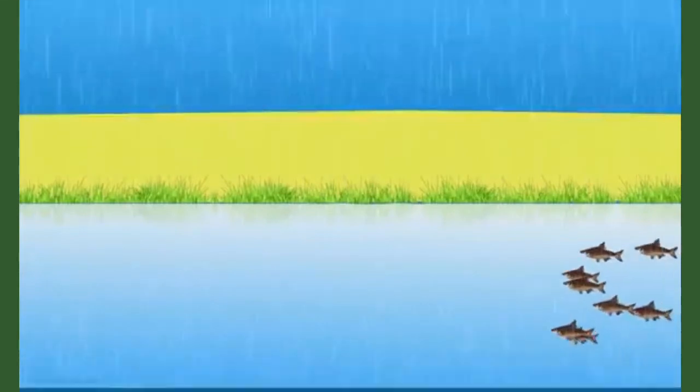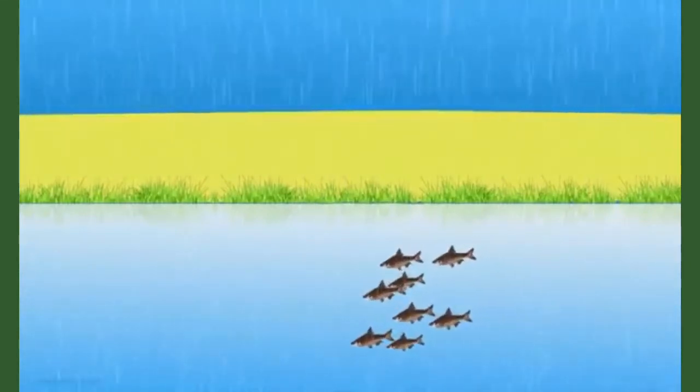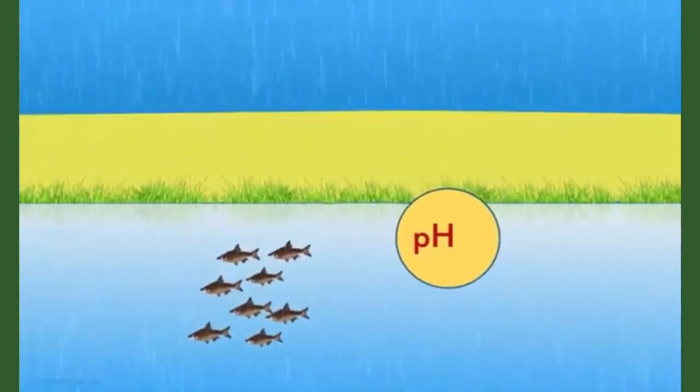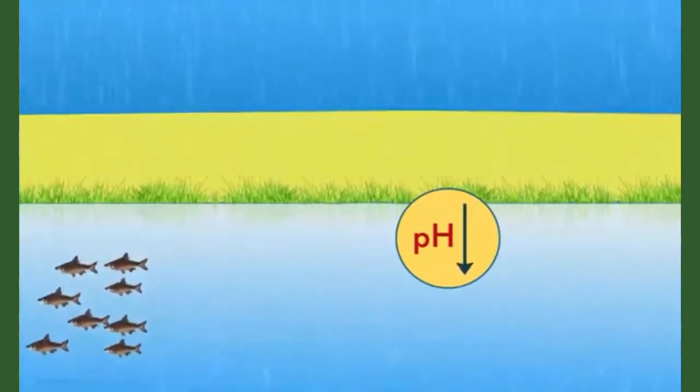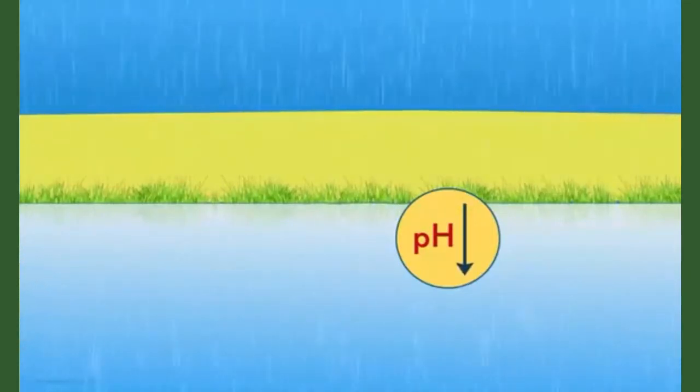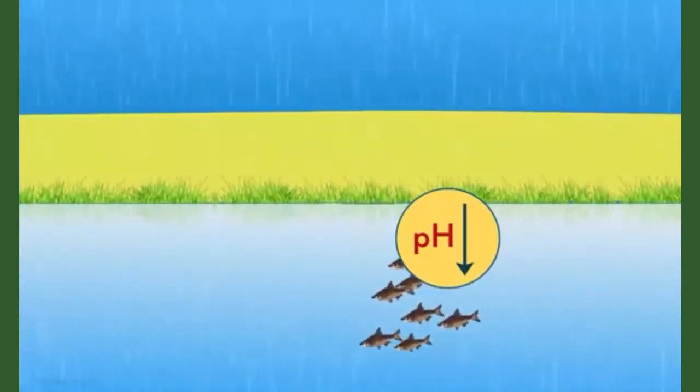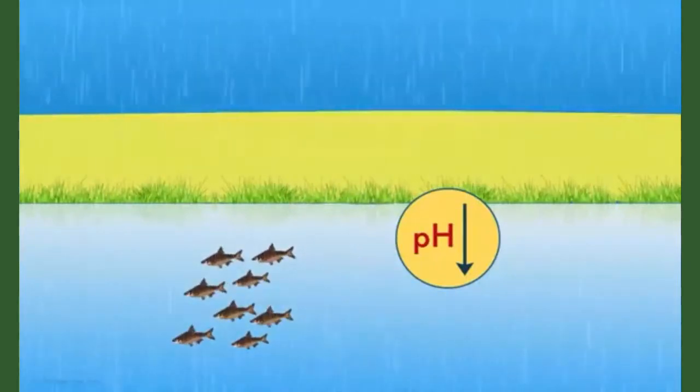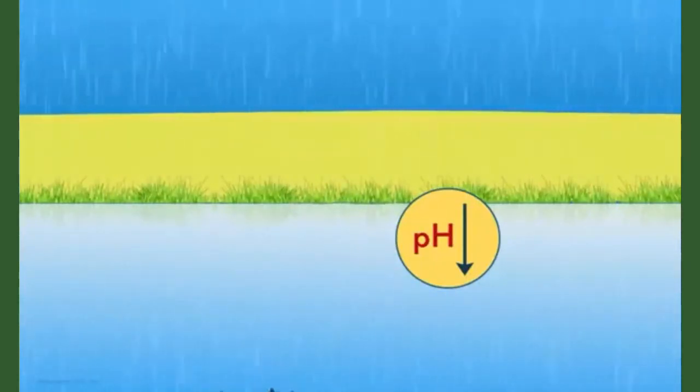Did you know that when acid rain flows into the rivers, the overall pH of the water reduces? And living organisms cannot survive if the change in pH is too much. In such cases, survival of aquatic animals becomes difficult. What about survival of plants?